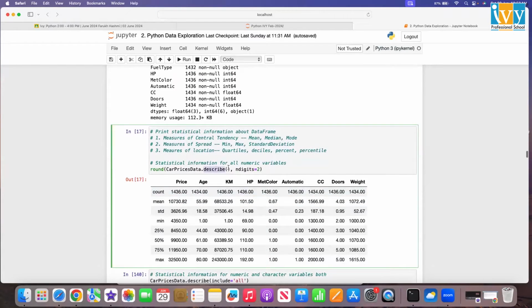The describe function gives you a lot of information. So let's understand these statistical concepts, what you need to have in your head when you see these numbers. Let's start with measures of central tendency first. What do we mean by this?